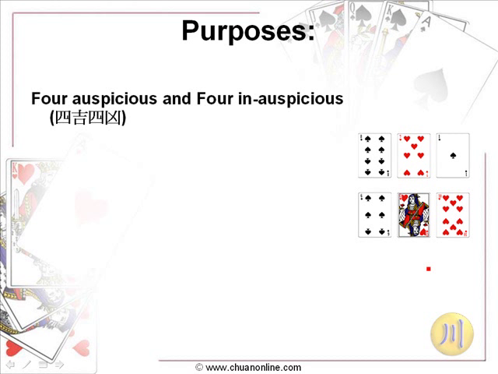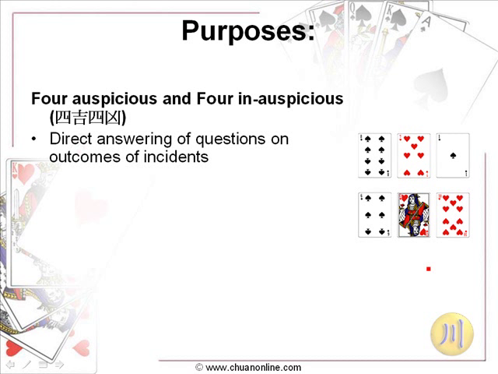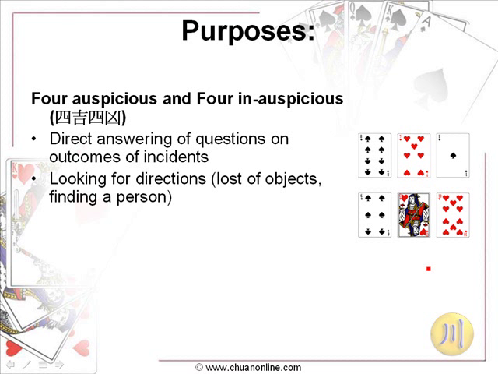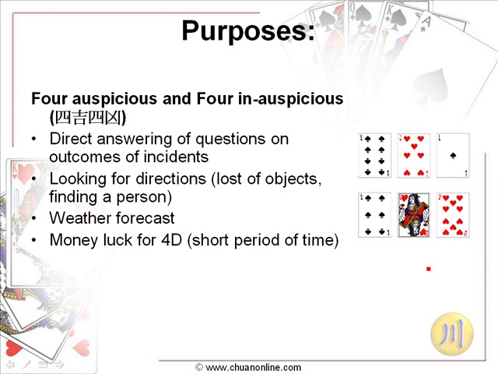Next, let's take a look at the purpose for 4 auspicious and 4 inauspicious. It can be used for direct answering of questions on outcomes of incidents, like what can happen if I do A, or will I succeed if I do B. It can also help in looking for directions, either loss of objects or finding a person. It can also do weather forecast. It can check for money luck for 4D for a shorter period of time.